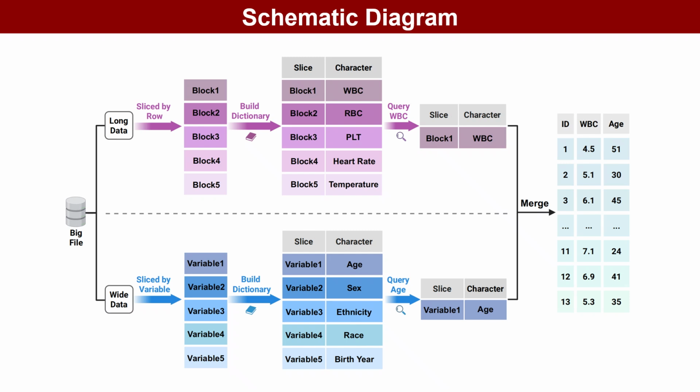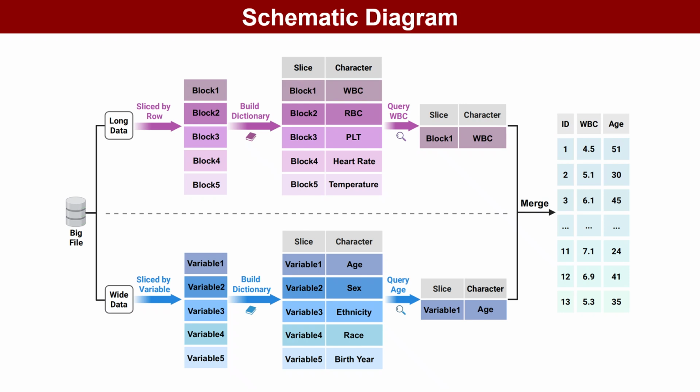Our innovative solution is like equipping data with an intelligent navigation system. First, we perform precise slicing. For long data, we implement row slicing to decompose massive records into manageable blocks. For wide data, we carry out column slicing to break down thousands of variables into variable blocks.